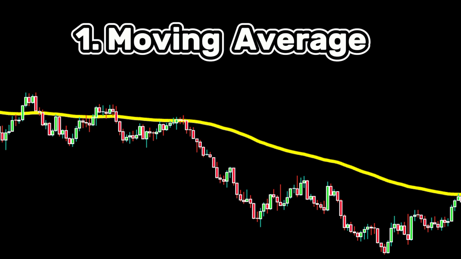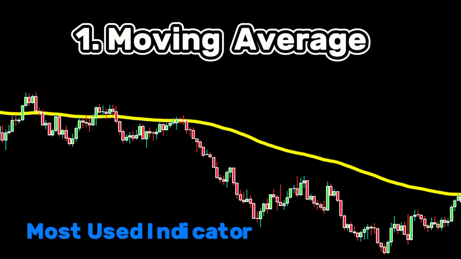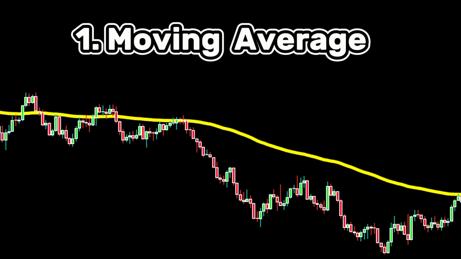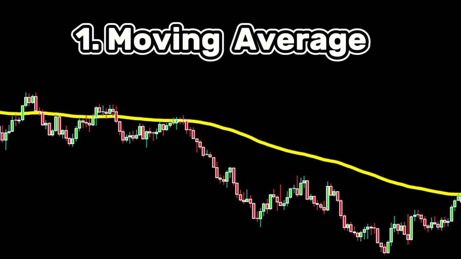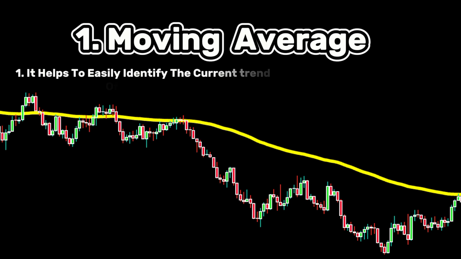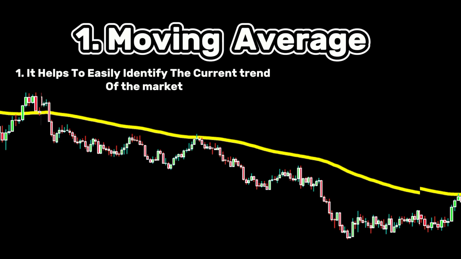Apart from being the most popular and the most used indicator, the moving average is a trend indicator, and it works more like a trend line. Let's call it an automatic trend line. The moving average solves 2 major problems for a trader. First, it helps to easily identify the current trend of the market, so you don't need to draw trend lines on the market or look for specific patterns to know that you are in a trend already. The moving average does all that for you.